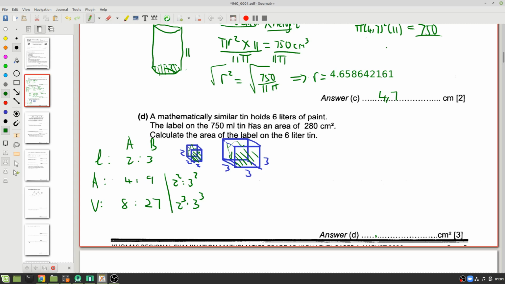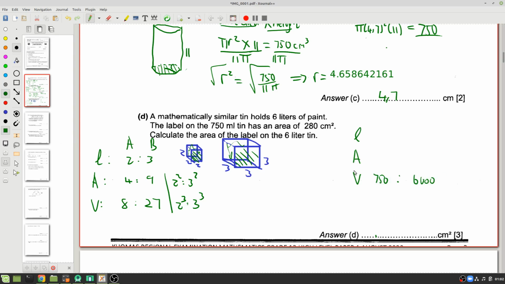Okay, a mathematically similar tin holds 6 liters of paint. So we're going to do the length, area, and volume again. We've got our smaller tin, let's call it the 750 ml tin, and we've got the 6,000 ml tin, 6 liters, right? And that's the volume. I'm just going to drag that down to volume. So that's the ratio of the volumes of these 2 tins.